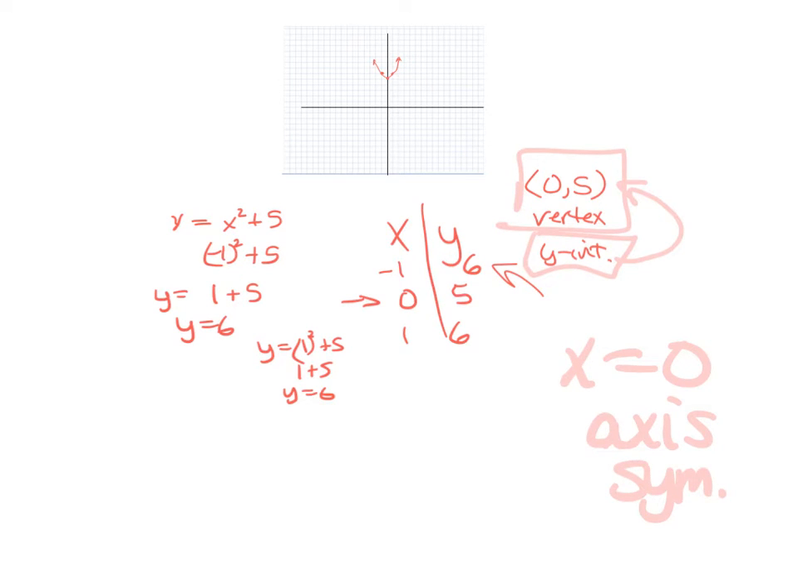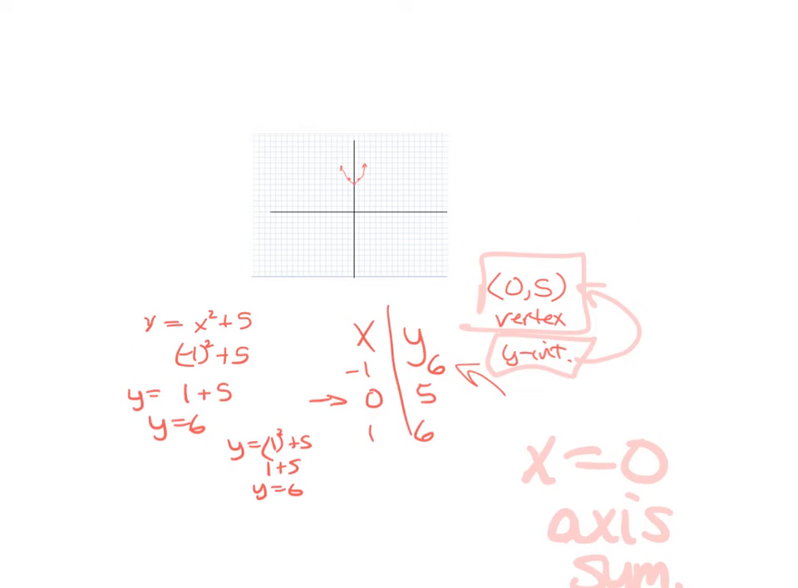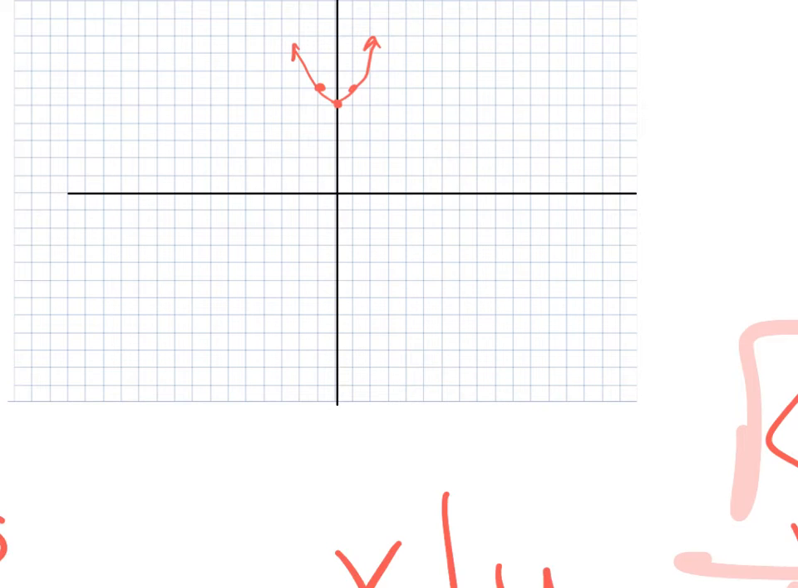Let's identify the domain. Let's say our graph was sitting over here with the vertex. Then eventually it would come over here and you have a different y-intercept. But if your y-intercept and your x-intercept are both 0, 0, then it's like this equation, y equals x squared. Then the x and the y-intercept would both be the same number.